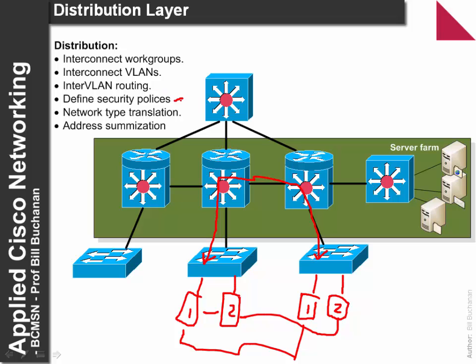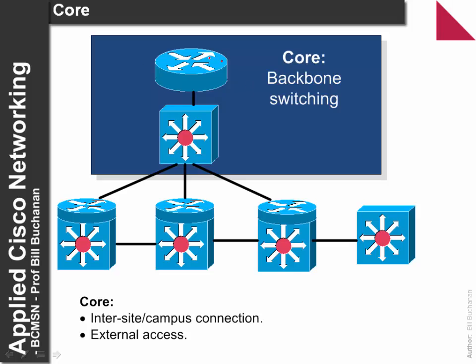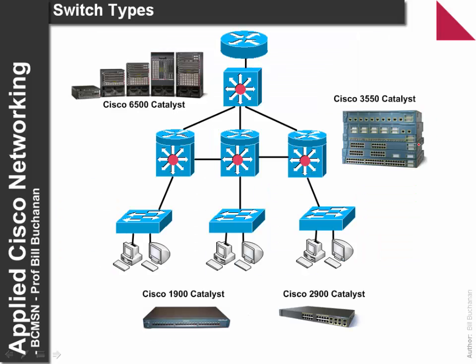We can also define security policies at this level, typically defined at a layer 3 access, where we can define the traffic that's allowed to flow from one VLAN into another, or from one network subnet to another. We can also have network address translation at this layer and address summarization, typically in layer 3. At the core, we typically get inter-site and inter-campus connections and also external access.